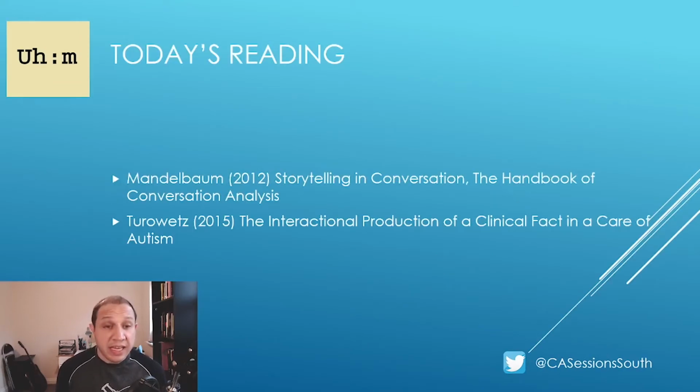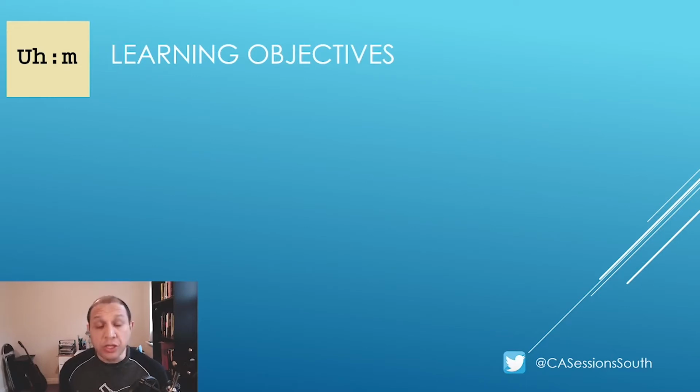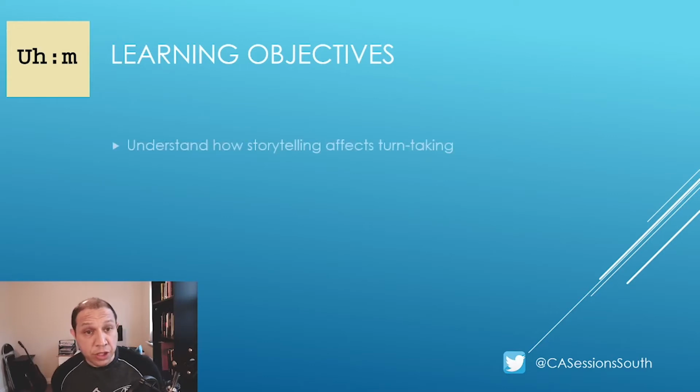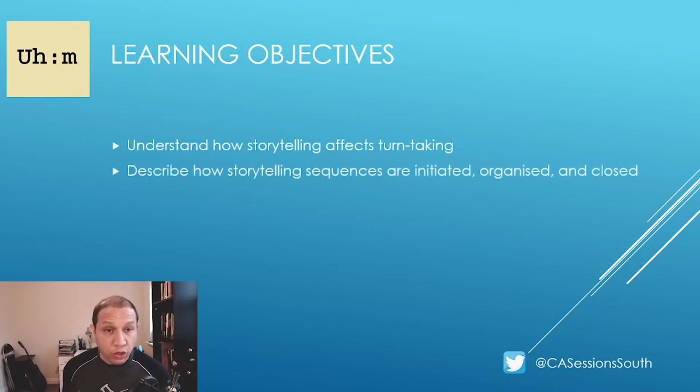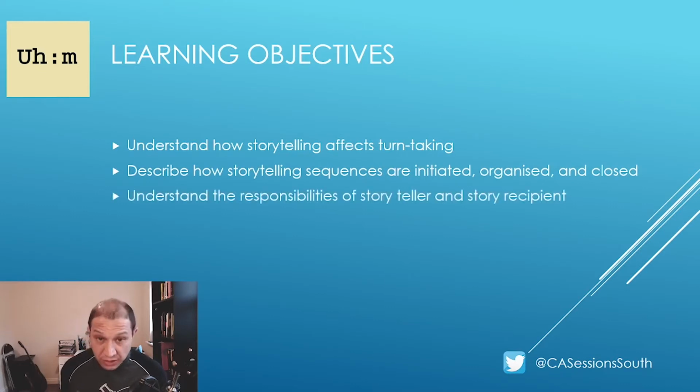Before we get started, here are the articles that we'll use for today's session and the later live discussion. For the session, we're going to examine the topic of storytelling. By the end of the session, you should be able to understand how storytelling affects the normative organisation of turn-taking. You'll be able to describe some of the practices relating to how storytelling sequences are initiated, organised and closed. And you'll have an understanding of the responsibilities placed upon both the teller and the recipient of a story.